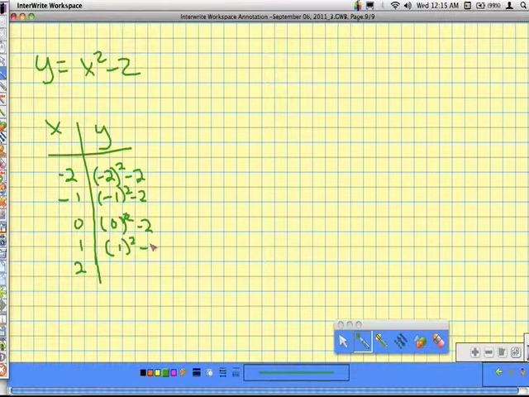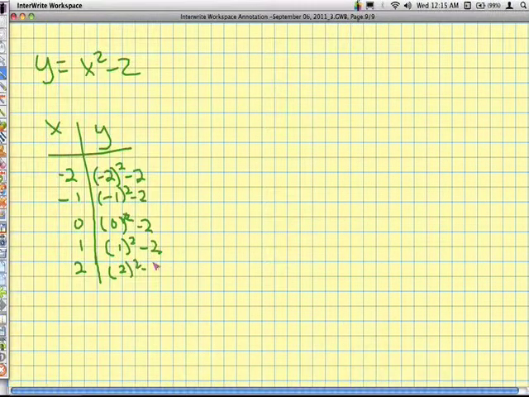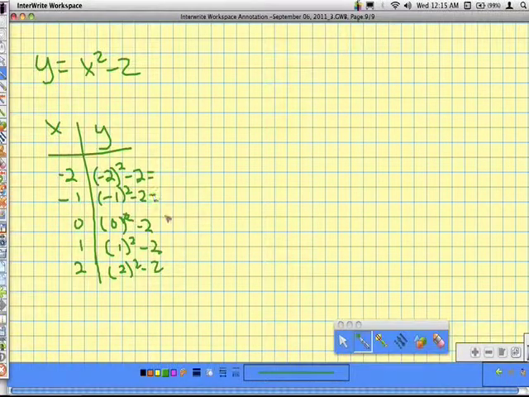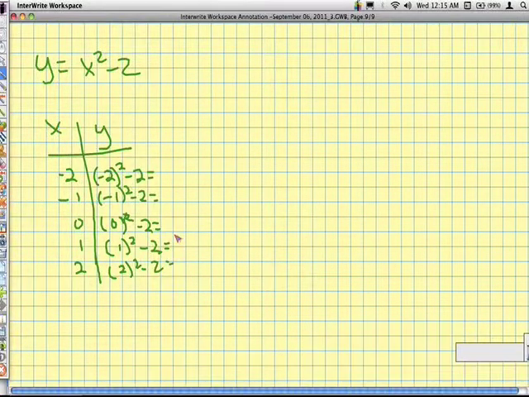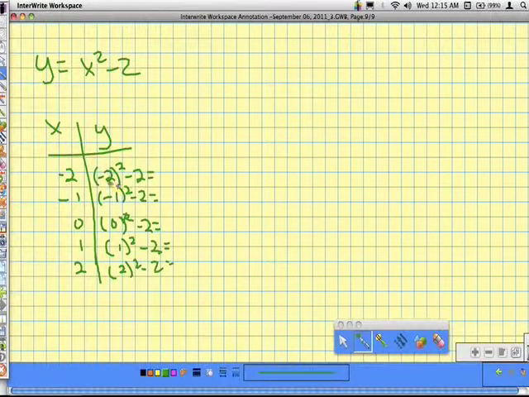So simplify each of our y values. So if I put negative 2 in here, negative 2 times itself is 4, 4 minus 2 is 2. Square negative 1, I get 1, 1 minus 2 is negative 1. 0 squared is 0, 0 minus 2 is negative 2. 1 squared is 1, 1 minus 2 is negative 1. And 2 squared is 4. 4 minus 2 is 2. So there's our ordered pairs. Negative 2, 2, negative 1, negative 1, 0, negative 2, and so on.